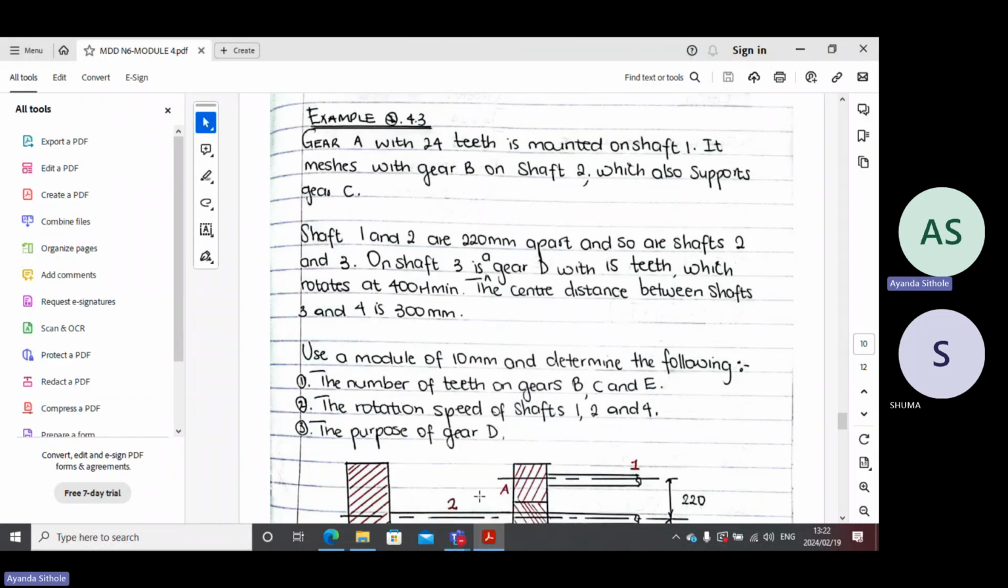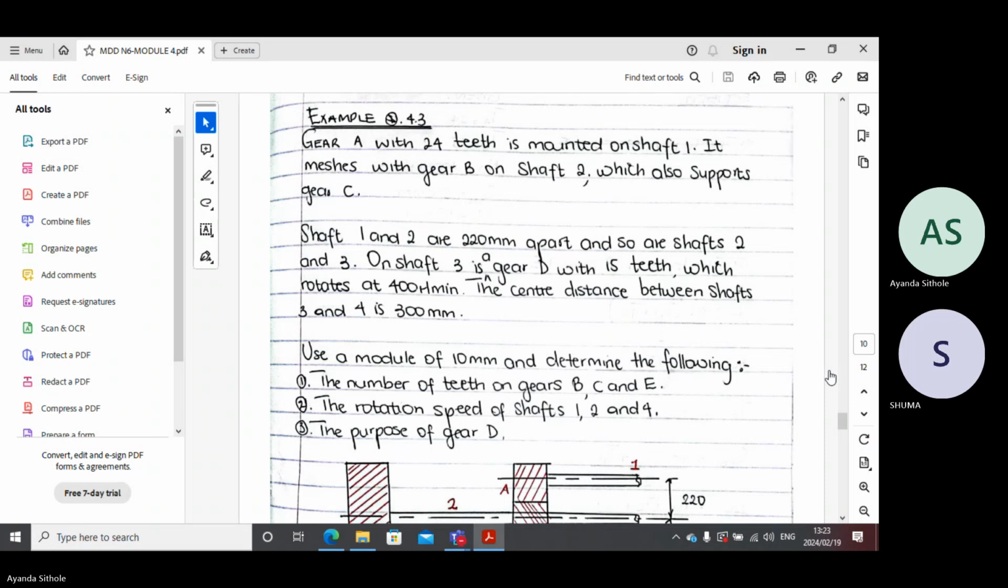Okay, so we were in this example. It says gear A with 24 teeth is mounted on shaft 1. It meshes with gear B on shaft 2, which also supports gear C.